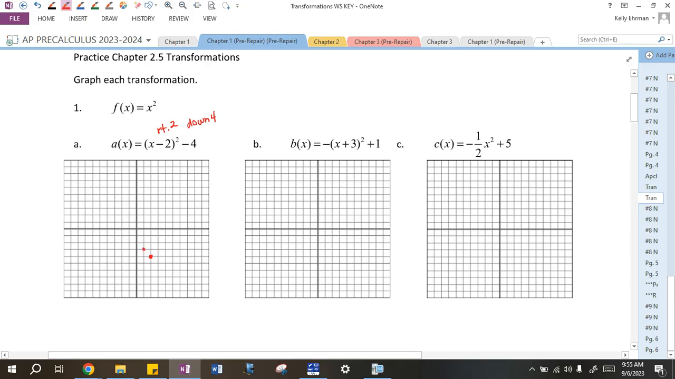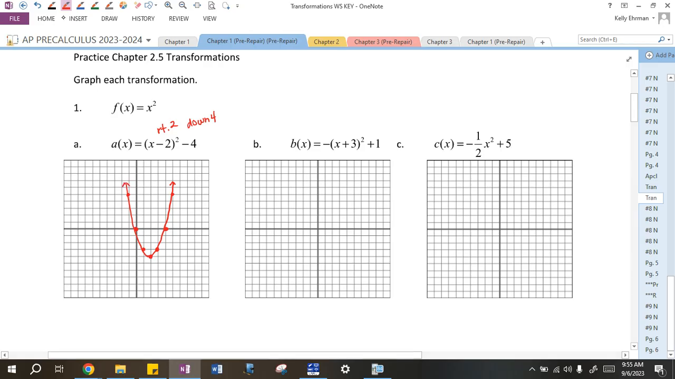And then I have the shape of the x squared graph memorized. Over 1, up 1 on each side. 2 squared is 4, so over 2, up 4. 3 squared is 9, so over 3, up 9. And I'm just using symmetry to get the rest of the points. So that's it for the first one.